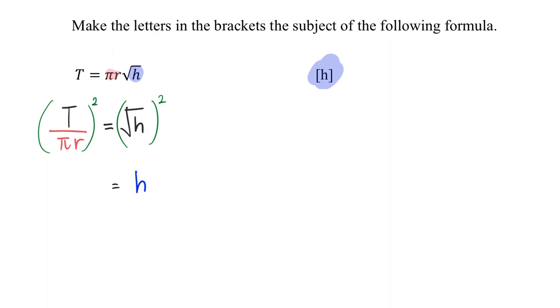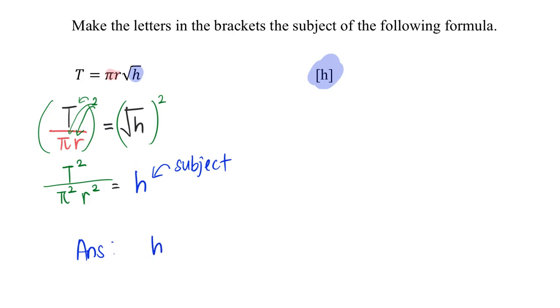And on the other side, we could then expand this out so that it will be T square over pi square r square. And final answer, because this is the subject, do make sure that it is at the left hand side. h equals T square over pi square r square.